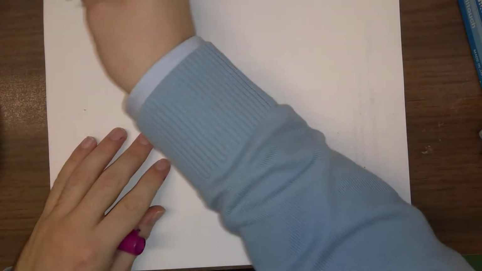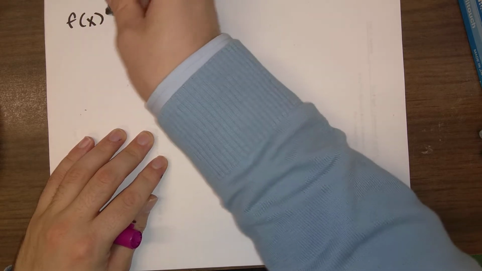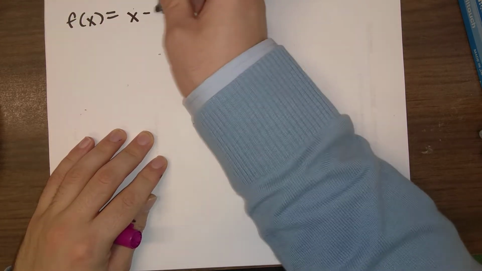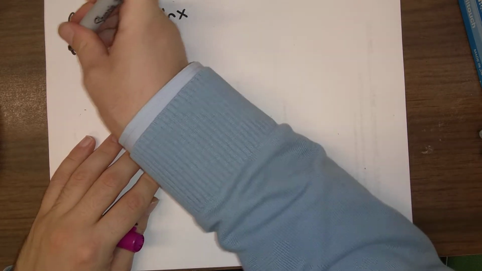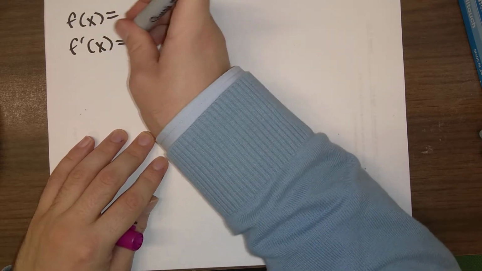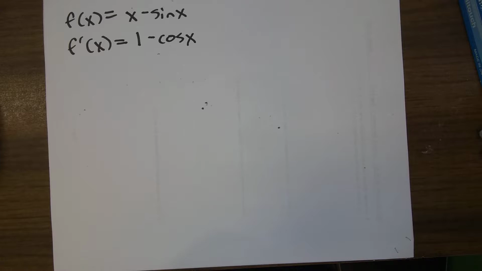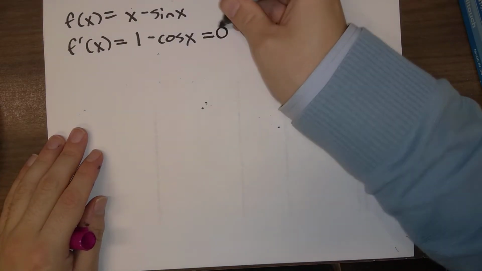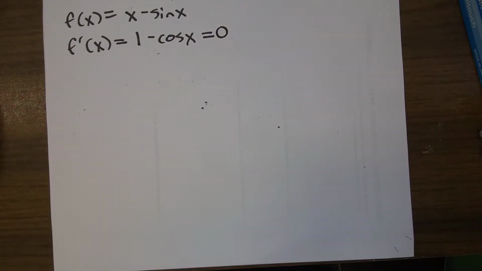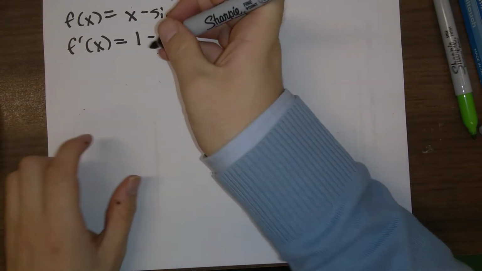And one last example. If we look at f of x is equal to x minus sine of x. So f prime of x is equal to 1 minus cosine x. So this is always going to be defined. So we set it equal to 0. So when is cosine x equal to 1?